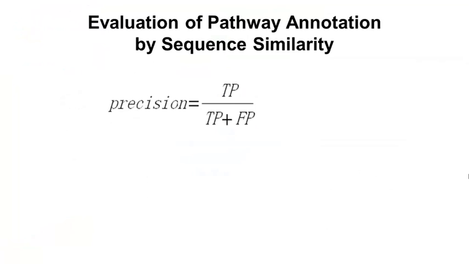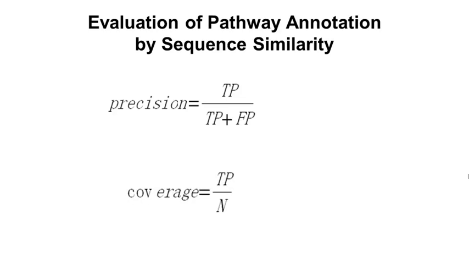How can you evaluate the accuracy of this kind of pathway annotation by sequence similarity? We defined 2 parameters. The first is precision. You may remember from the previous week's lectures that precision is defined as the number of true positives divided by the sum of the number of true positives and false positives. It measures, among all the genes annotated a pathway by the sequence mapping method, what percentage of the annotation is correct.